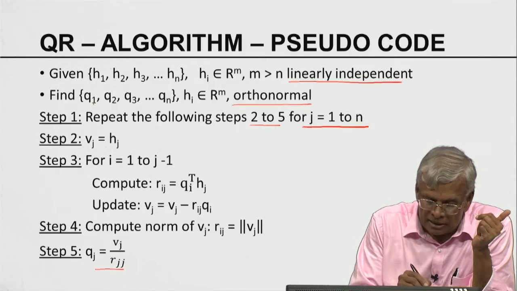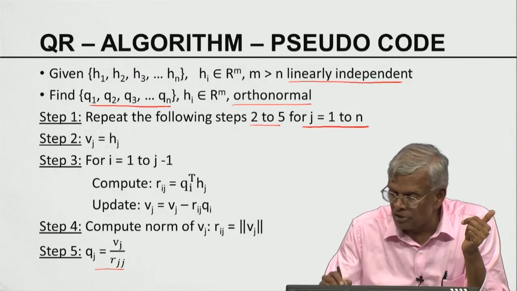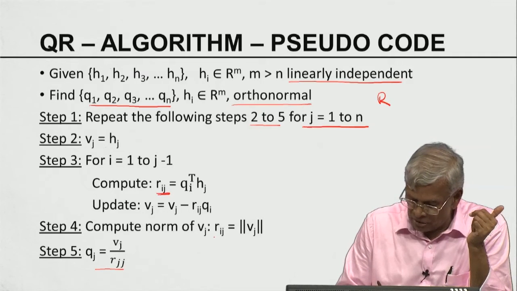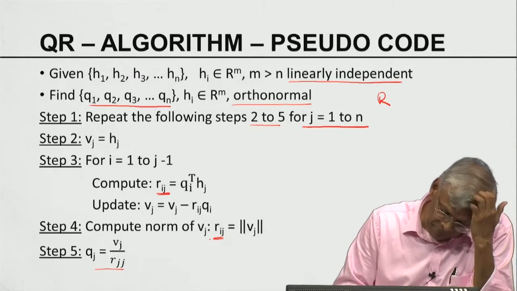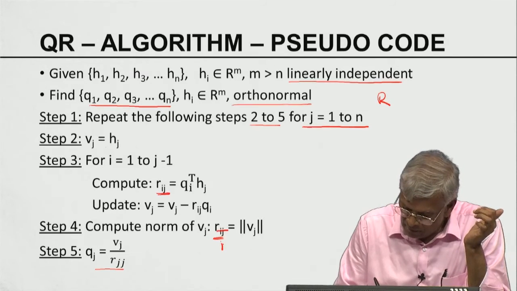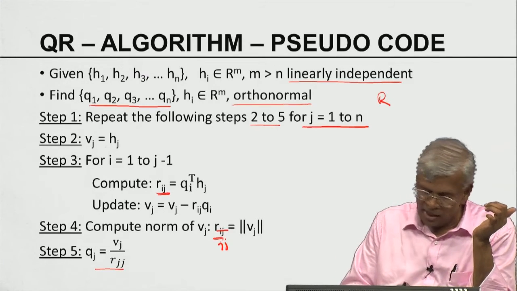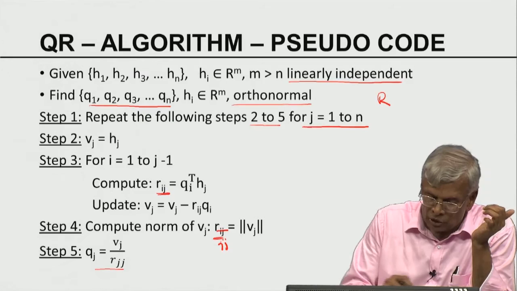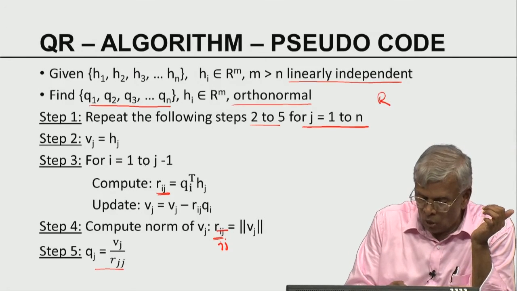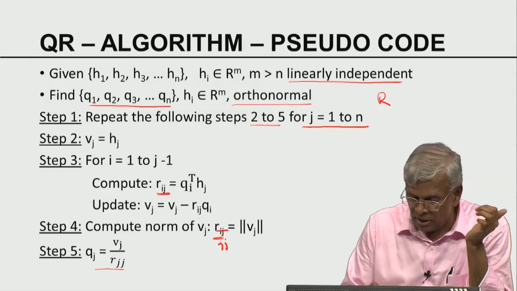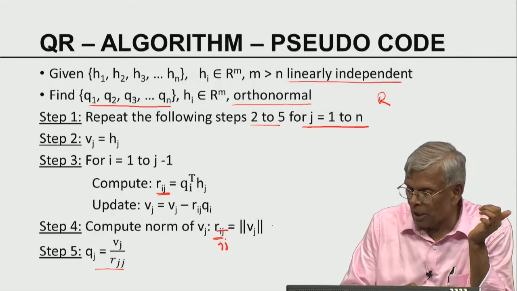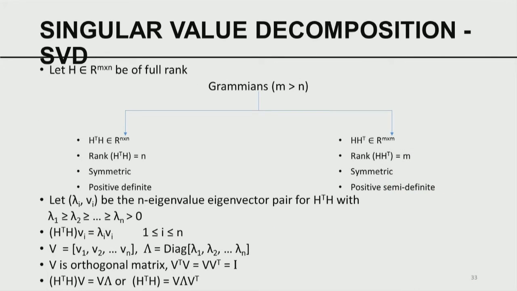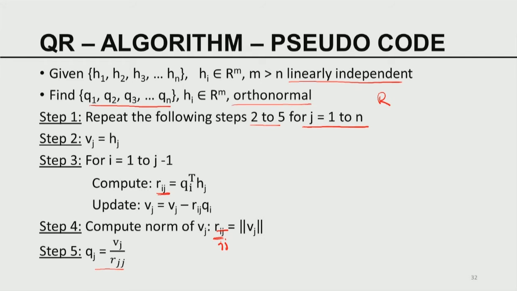This procedure delivers Q. It also delivers the matrix R as R11, Rji, Rjj. Therefore, for every j, I'm trying to find all the Rij with i running from 1 to j minus 1, and Rjj here. So together, I compute all the required quantities for every j, and that completes the procedure for computing the QR decomposition.